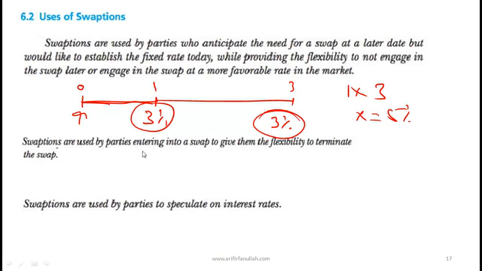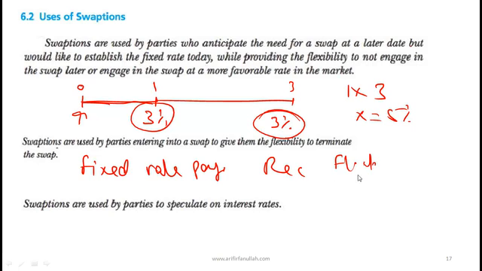Swaptions are used by parties entering into a swap to give the flexibility to terminate the swap. You memorized this in level 1 possibly if you were diligent. Now let's just make sure we understand this. Let's say you enter into a swap as a fixed rate payer, and then let me write this down. So you are a fixed rate payer. If you are a fixed rate payer, what does that mean? You receive floating.